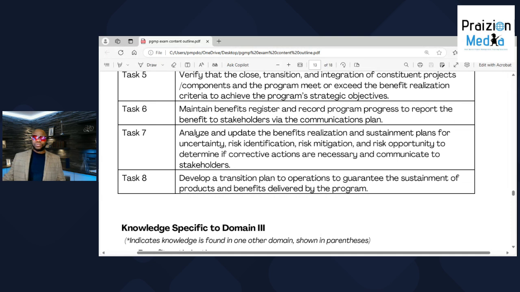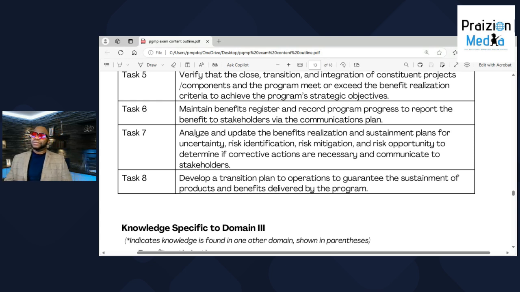Number six, maintain benefits register and record program progress to report the benefit to stakeholders. Now, let me be honest with you. A lot of programs, they don't have a benefits register. They're not tracking the benefits. When they get done, they just walk away. But that's not the way to do it. The right way to do it, the PMI way, and when you eventually become a PgMP, is to sensitize the firm to these things by leading by doing.